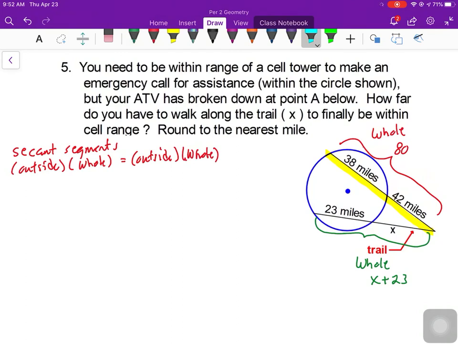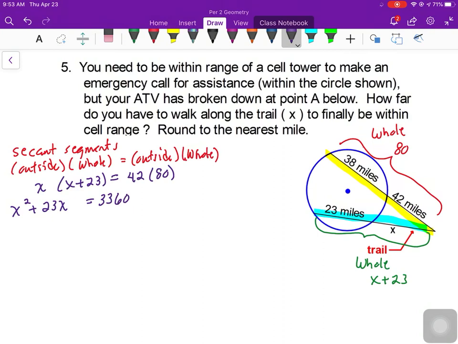Now let's go ahead and set it up. And I'm going to put this bottom one first. So when I put the bottom one first, I have the outside, which is x, times the x plus 23. And then the outside of the top one is 42, and the whole length we determined was 80. Doing the algebra, x squared plus 23x equals, and that works out to be 3,360. We have to move that over to the other side.